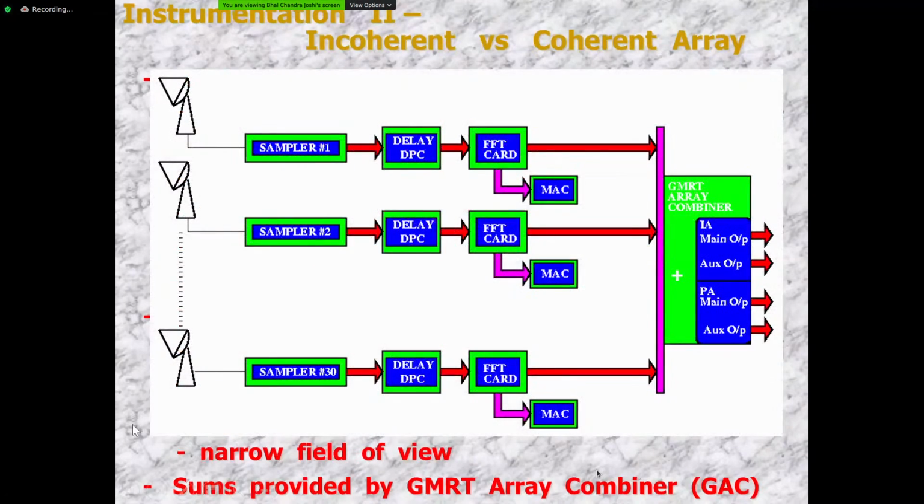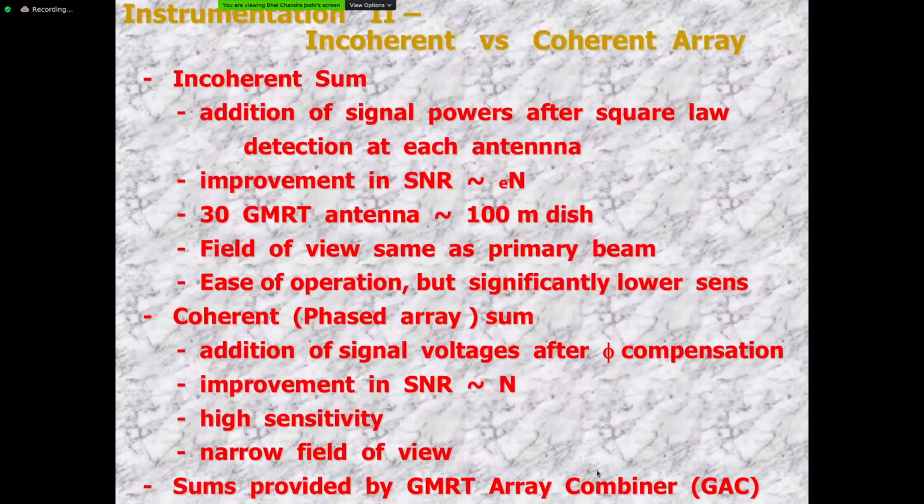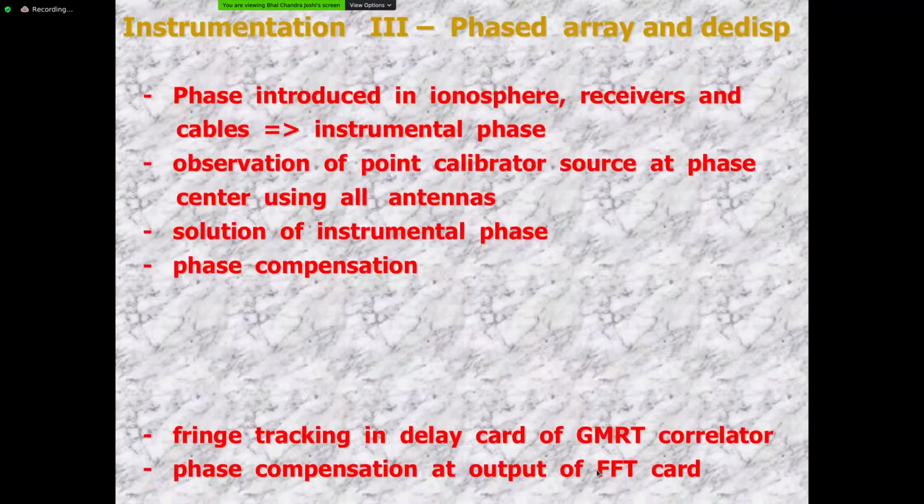So this is just a typical schematic of how the antennas can be combined together. Again, I'll not go into the details of that, but you can add all of them after squaring, that is, after converting voltage to power, and that is called the incoherent array output. Or you could add the voltages directly after compensating for the phase delays, and that is called a phased array or the coherent sum output. Okay.